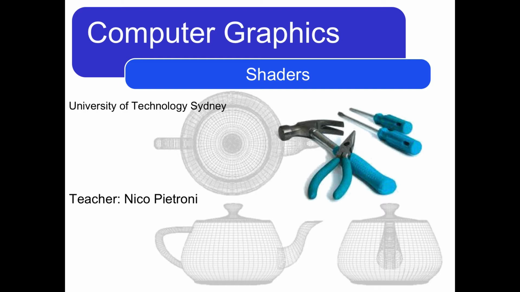Today we'll talk about shaders, which are actually small programs that you can write and run on the GPU, right? So the GPU does all these magic things that we have seen, like transforming vertices from one reference frame to another, computing lighting and stuff like that.